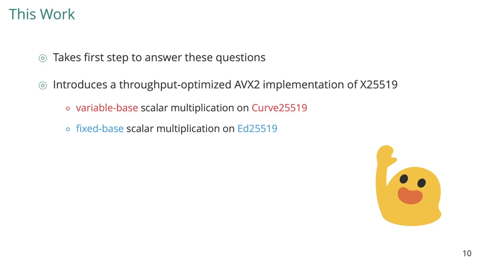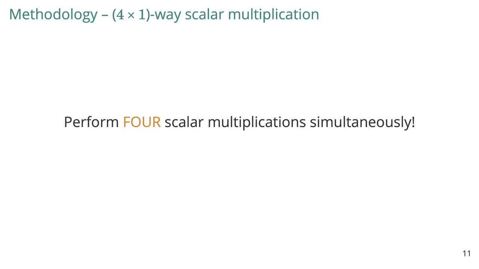This work takes the first step to answer these questions and introduces a throughput optimized AVX2 implementation of variable-base scalar multiplication on curve 25519 and fixed-base scalar multiplication on Ed25519. Our implementation performs a 4 times one-way parallel scalar multiplication, which means we perform 4 scalar multiplications simultaneously in a SIMD fashion. Each one of them is independent of each other, and each one executes the same instruction sequence.